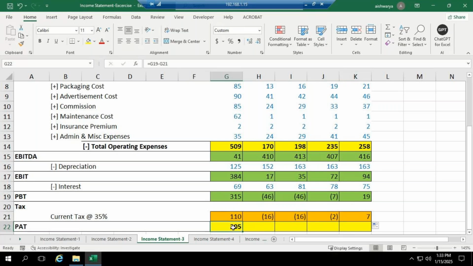Then after this, profit after tax, so you have to minus this, 315 minus 110. Profit before tax minus the tax amount, which will be 110 rupees. So you have to less this, and then finally we'll be getting the answer here as the profit after tax: 205, minus 30, minus 30, minus 4, then 12.